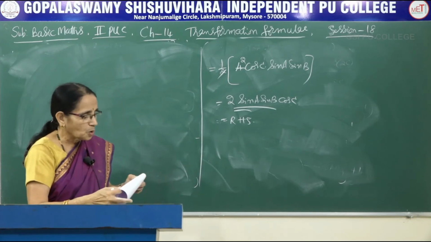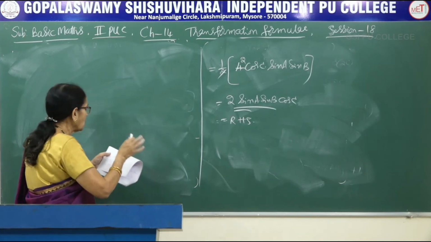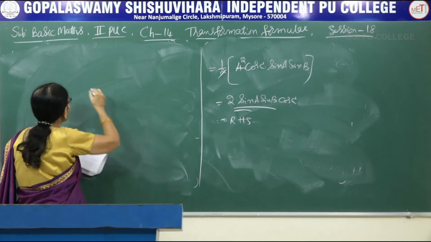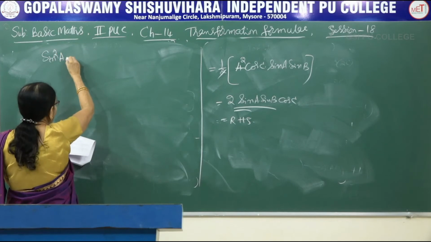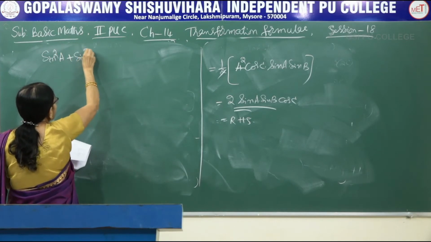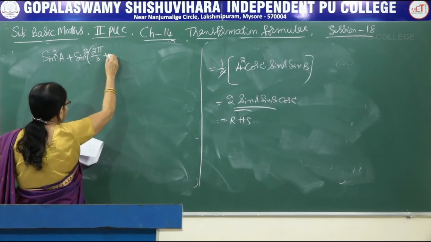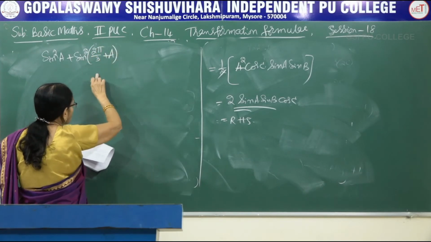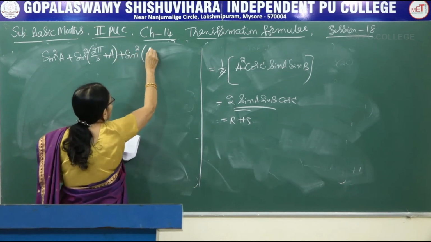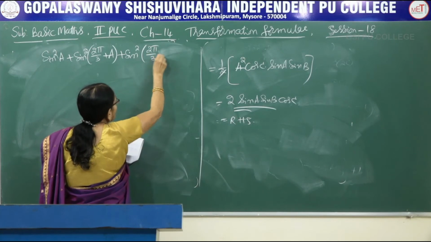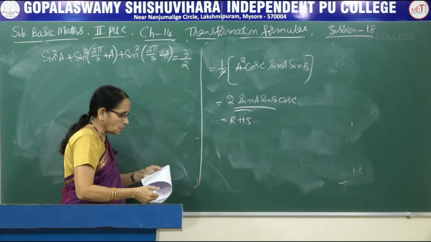Now one more problem with the same procedure. Here also we have a square term, so carefully you have to prove the result. Sin square A plus sin square of 2 pi by 3 plus A plus sin square of 2 pi by 3 minus A should be equal to 3 by 2.